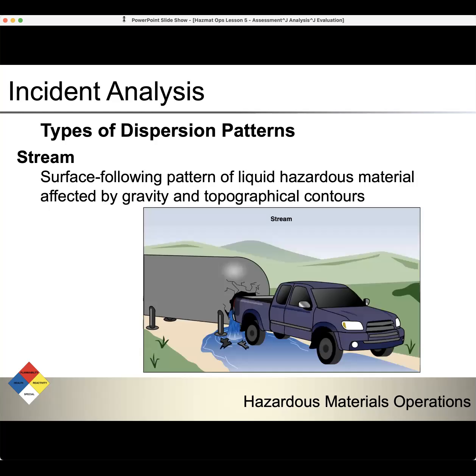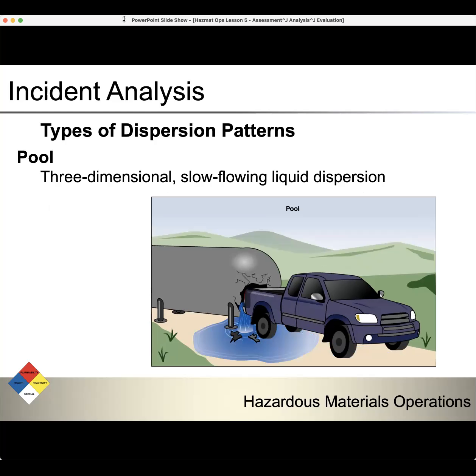A stream is a surface following pattern of liquid affected by gravity and topographical contours. I hope that's pretty obvious. So it's going to follow the surface and gravity. You have a pool, it's 3-dimensional. Remember that? There's length, width, and depth. It's slow flowing liquid dispersion. So it's not moving in a linear fashion. It's moving in a semicircular fashion away from the point of release, and it's going to keep growing unless we do something about it, or it runs out of product.